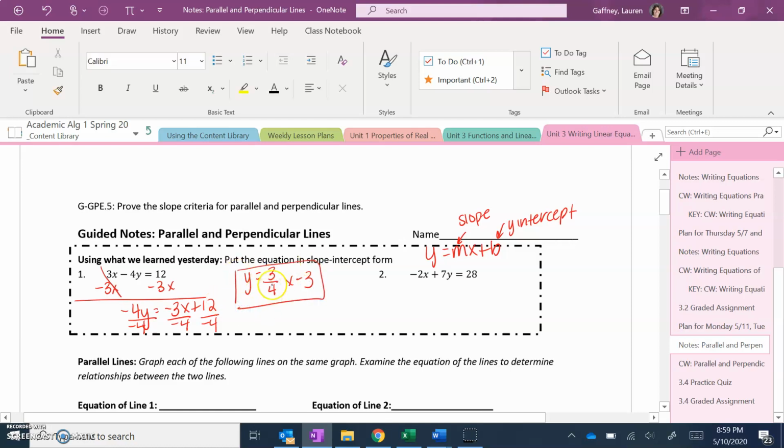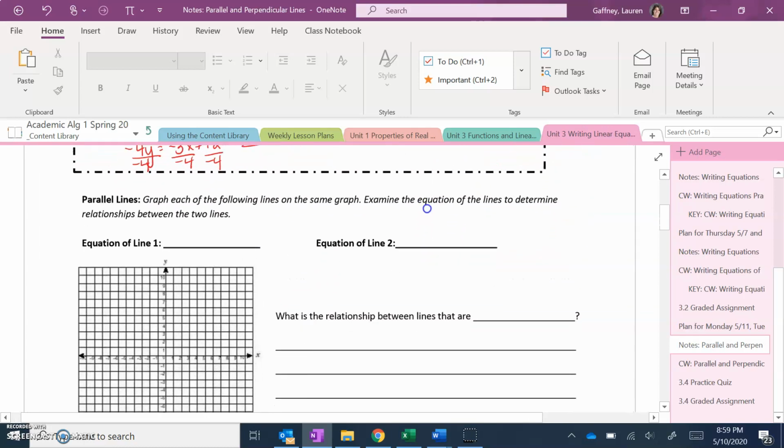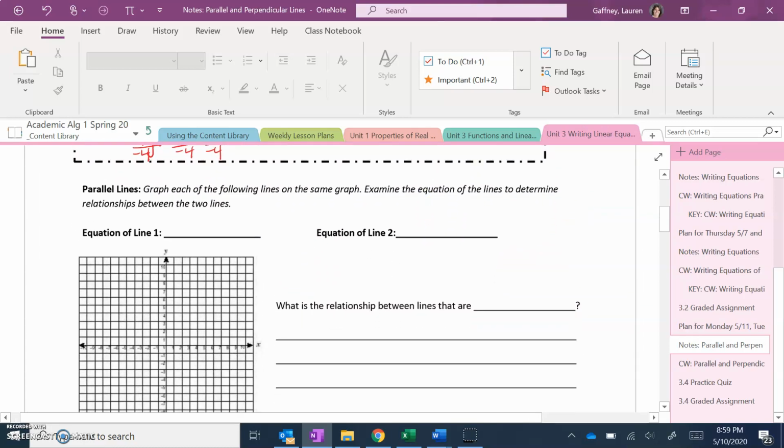Okay? So here you can see that the slope is 3/4. When it was in the standard form in the beginning, you couldn't see what that slope was. That's going to be important. Okay, so let's talk about parallel lines first.